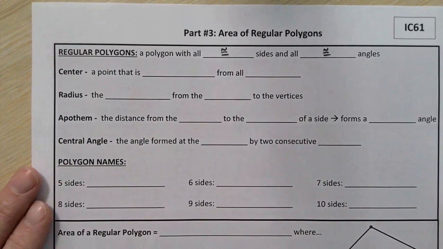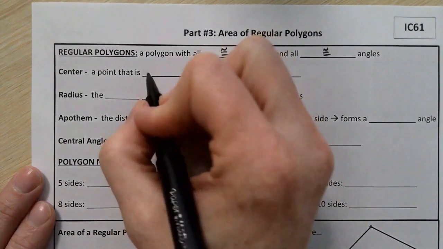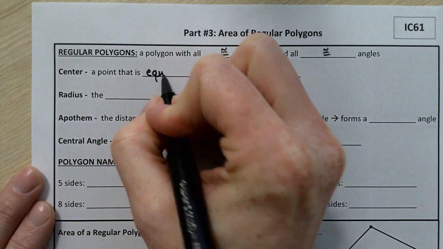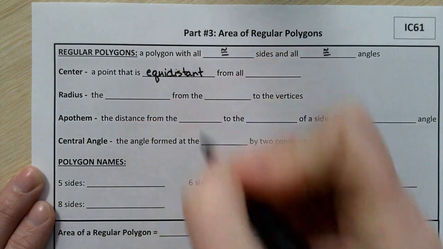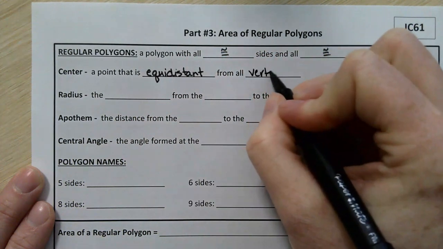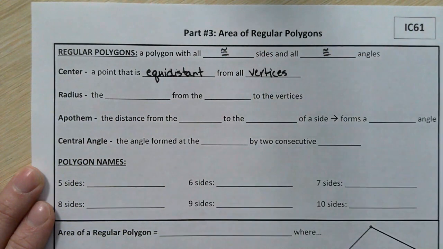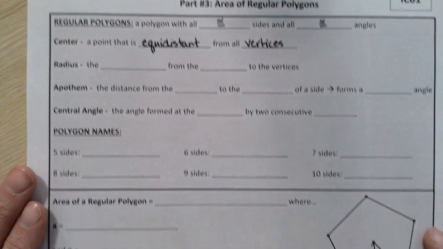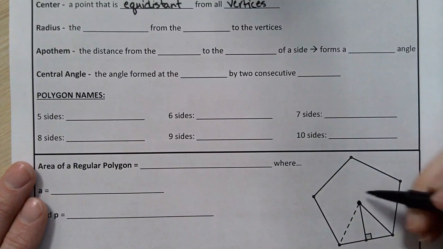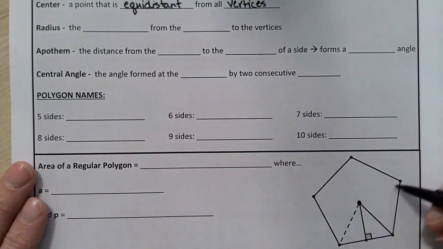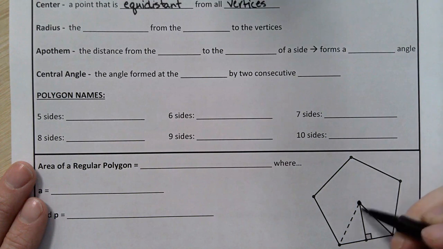Regular polygons have what's called a center, which is a point that is equidistant or equal distances, if you want to write that as 2 words, from all of the vertices. The vertices are the corners of the shape. And so when we're looking again at that picture down below, this would be the center point. It's going to be an equal distance from every single one of these corners.